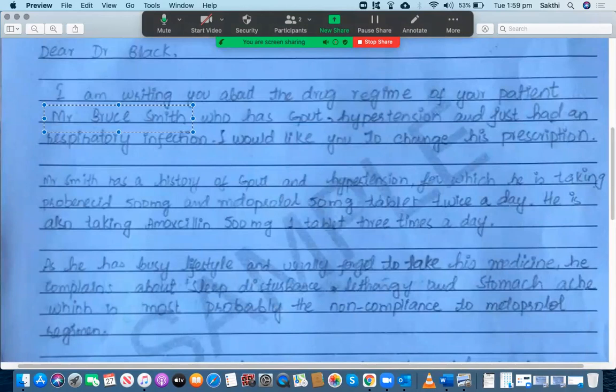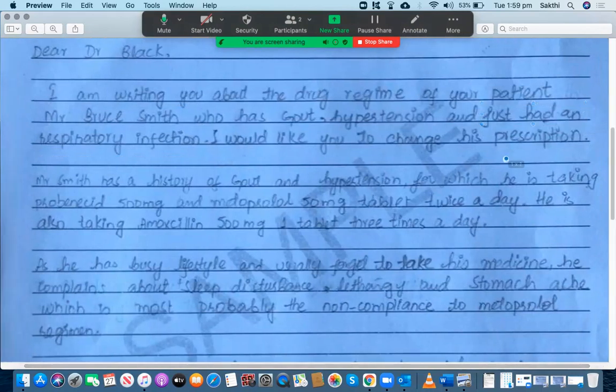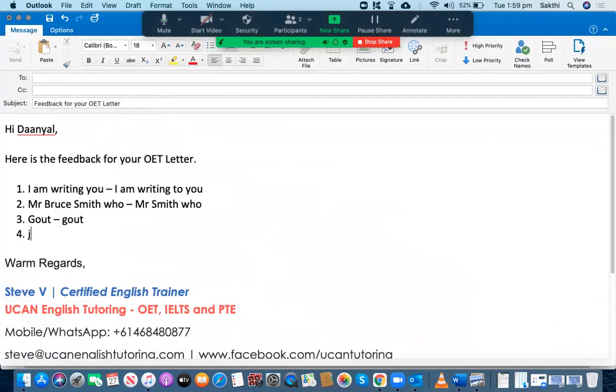Hypertension and just had an respiratory infection. Okay, why did you write this, and just had an respiratory infection? Why did you write this one? You don't need to say this one. These two words can be removed. Okay, just had an respiratory. Okay, just must be removed, had must be removed.